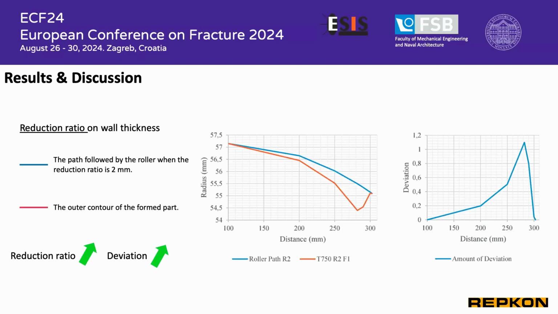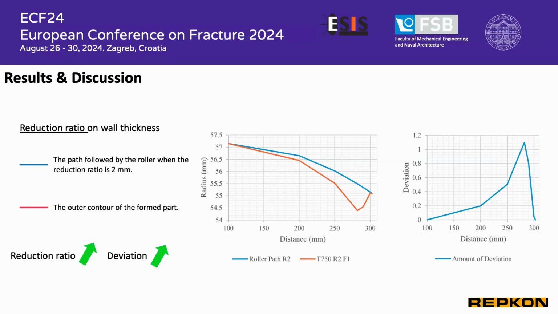That's what I was trying to say when I was talking about the quality of the process. This is my roller path, and this is the outer contour of the formed part. So you can see there's a difference here. This is the deviation as well. So I can say it's not a high quality process. And I can say that when the reduction ratio is increasing, the deviation will also increase in one pass.